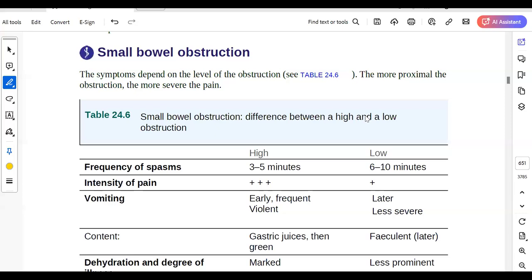No, we don't need to do an MRI for appendicitis in pregnancy. We will do just an ultrasound. That's enough.